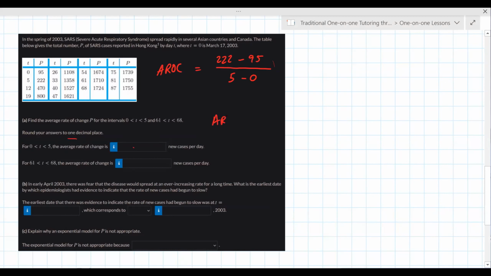For the next one, the same thing. It's from 61 to 68. It's going to be 1710. I'm sorry, it's going to be 1724 minus 1710 over 68 minus 61. So do you have a calculator available, or do you need me to do this? I don't have one on me right now. All right, so 222 minus 95 over 5, that's 25.4.